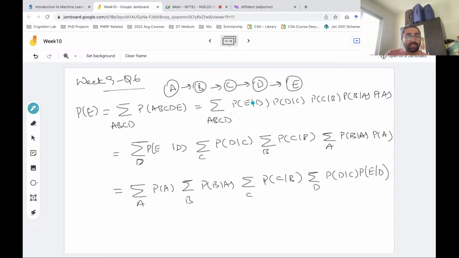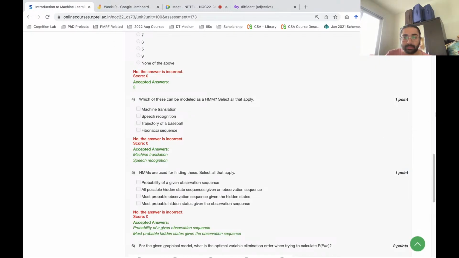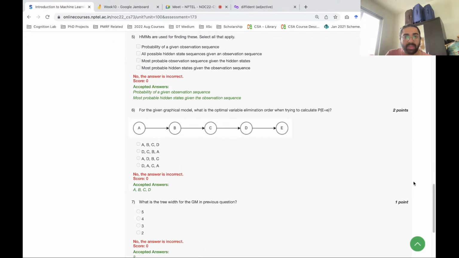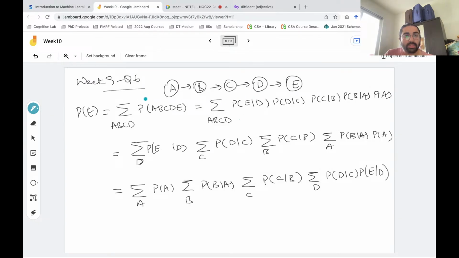Yeah. Oh, yeah. This is your optimal variable elimination sort of a question. So the question was that we have a graph like this, and we want to find what is the probability of E. So in this case, what would be the right way to eliminate the variables?